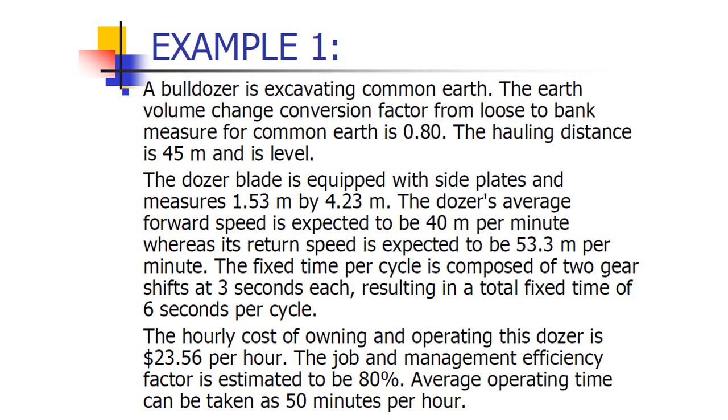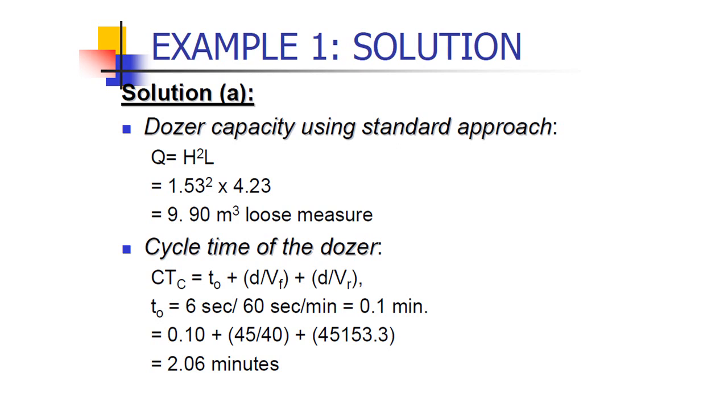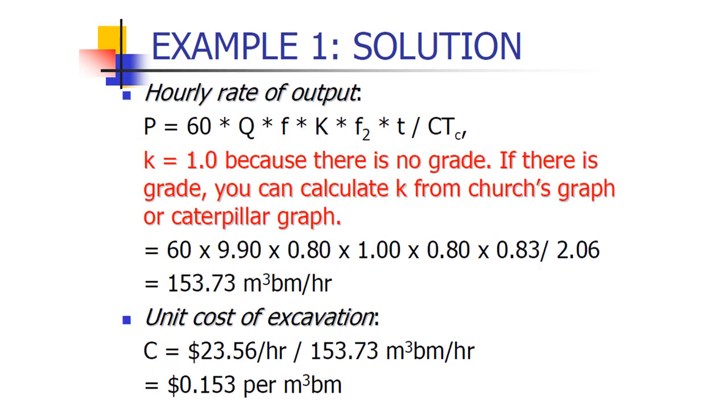The hourly cost of owning and operating the dozer is $23.56 per hour. The job and management efficiency factor is estimated to be 80%. Average operating time can be 50 minutes. So you first calculate the capacity. So 1.53 squared times 4.23, this is 9.9 meter cube. The cycle time is the 6 seconds, plus 45 over 40, plus 45 over 53.3. There is a typo here, it's not a 1. So this is 2.06 minutes.